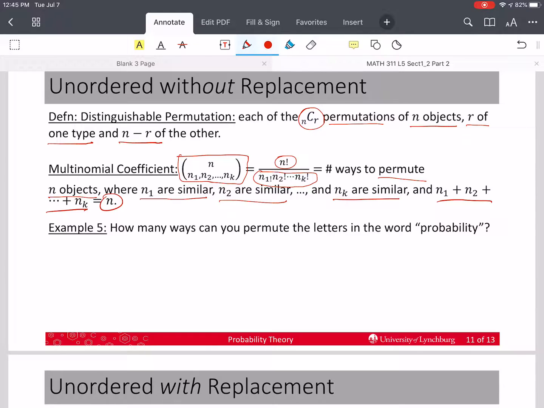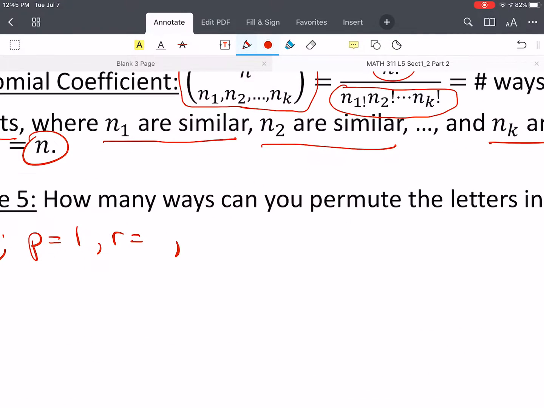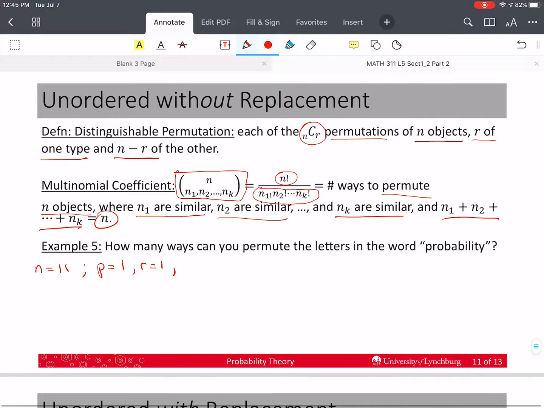So let's do an example here. How many ways can we permute the letters in the word probability where we are looking at unique things? So first thing is to count the number of letters. There's 11. And then we count how many of each individual letter. There's one P. There's one R. There is one O. There is two B's. There is one A. There are two I's. There is an L, one T, and one Y.